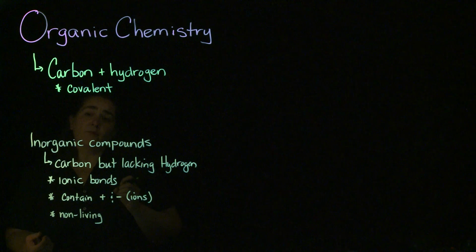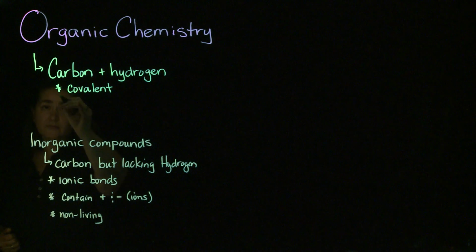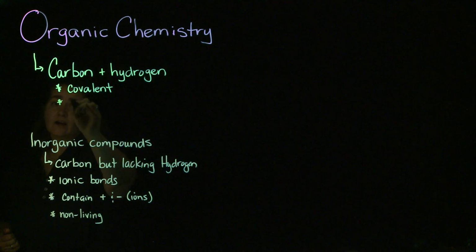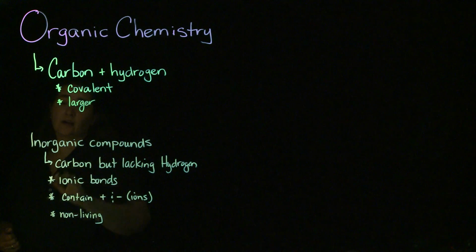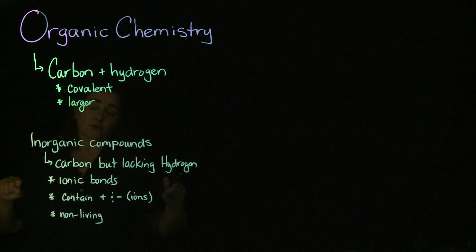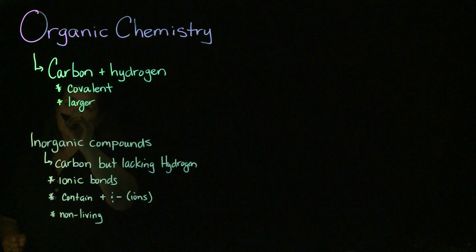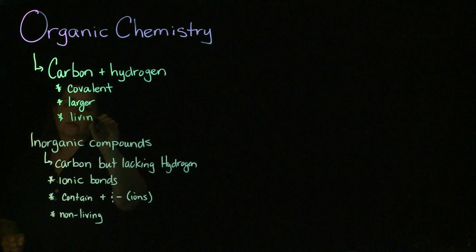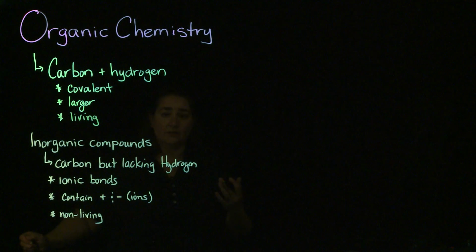Organic compounds, we've got covalent bonding. Typically, organic compounds are going to be much larger than inorganic compounds. We're going to talk about some long chains or polymers this unit. And carbon, or the organic molecules, are going to be associated with living matter, okay?